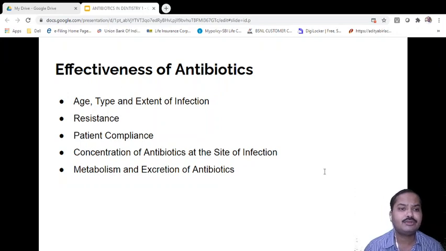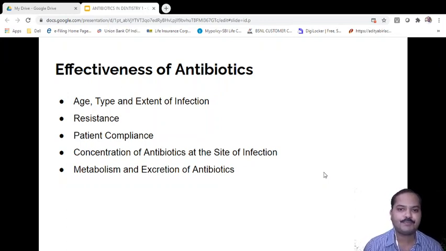Then patient compliance. It is also very important for the patient to comply to the dosage regime which has been created or customized for that patient. If the patient misses the dose or stops the therapy as soon as they feel well, it will be forfeiting the effect or the efficiency of the drug which has been predicted when it is planned for that patient and the infection.